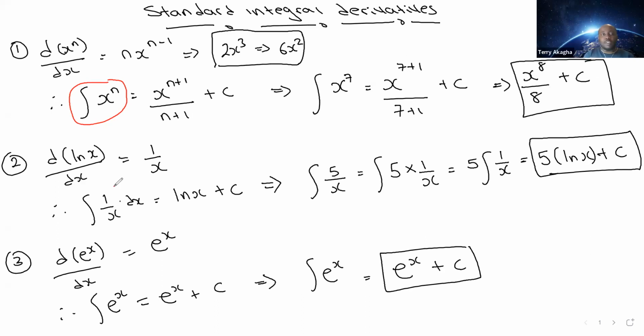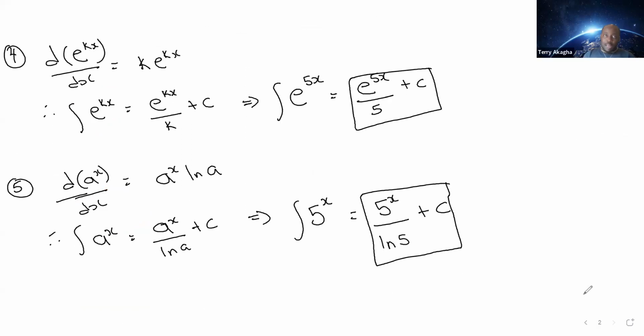Now, when you're integrating 1 over x, it's going to give you ln x plus c, okay? So if you have something like integrating 5 over x, you take the 5 out, and what you leave is 5 times the integral of 1 over x dx. And when you integrate this, it's going to give you 5 ln x plus c, okay? Now, when you integrate an exponential, it will still give you that same exponential plus c. Is that okay?